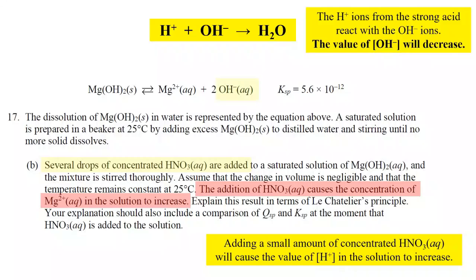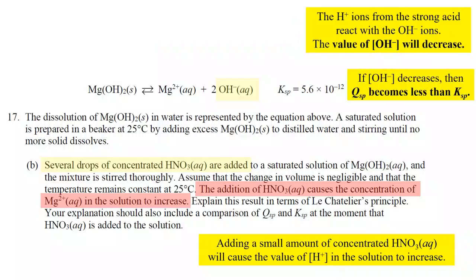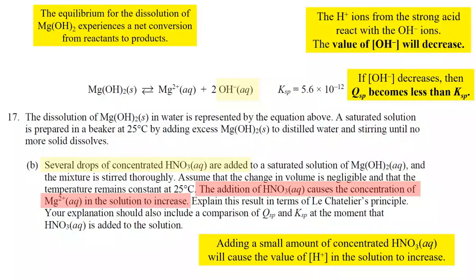And if you're decreasing the concentration of one of the products, QSP will now become less than KSP. So if the concentration of the hydroxide ions in solution decreases, then QSP becomes less than KSP. And the equilibrium for the dissolution of magnesium hydroxide will experience a net conversion from reactants to products, or from left to right.